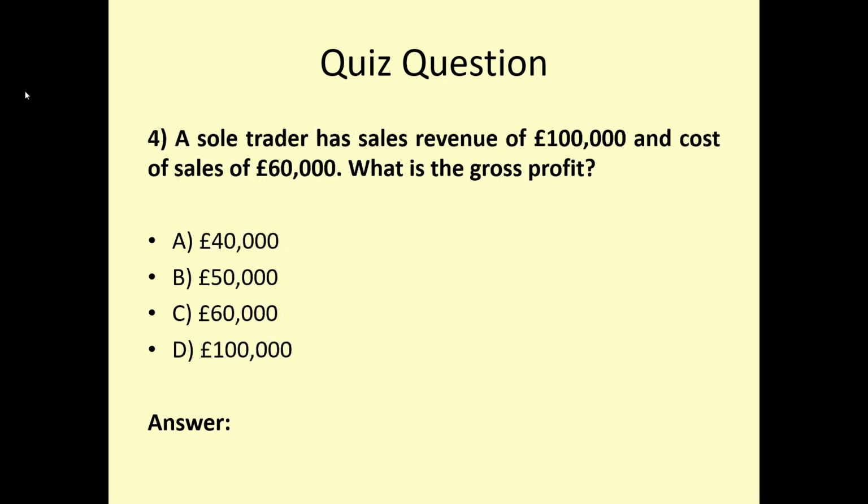Question 4. A sole trader has sales revenue of £100,000 and cost of sales of £60,000. What is the gross profit? Is it A. £40,000, B. £50,000, C. £60,000, or D. £100,000?